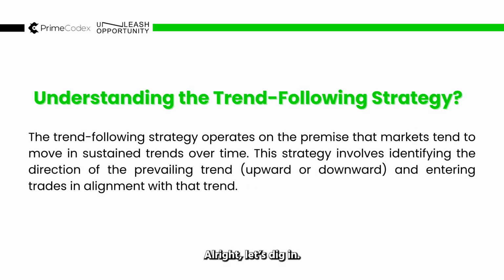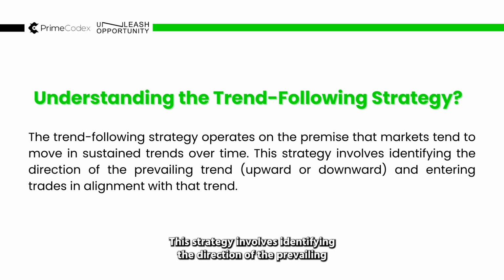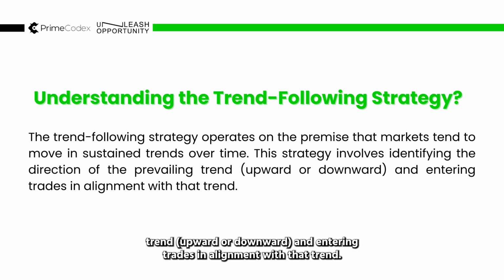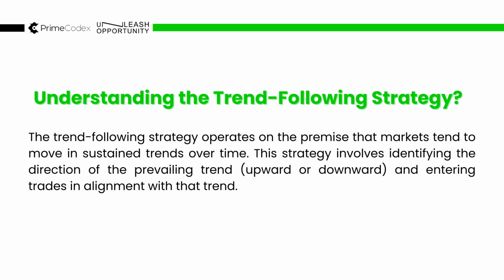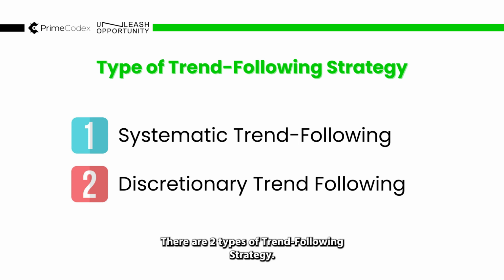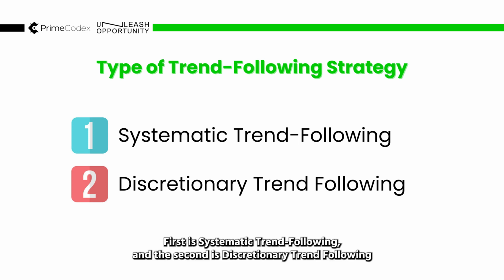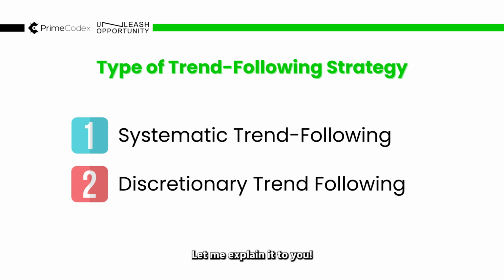Alright, let's dig in. Understanding the trend following strategy. The trend following strategy operates on the premise that markets tend to move in sustained trends over time. This strategy involves identifying the direction of the prevailing trend, upward or downward, and entering trades in alignment with the trend. There are two types of trend following strategy. First is systematic trend following, and the second is discretionary trend following. Let me explain it to you.